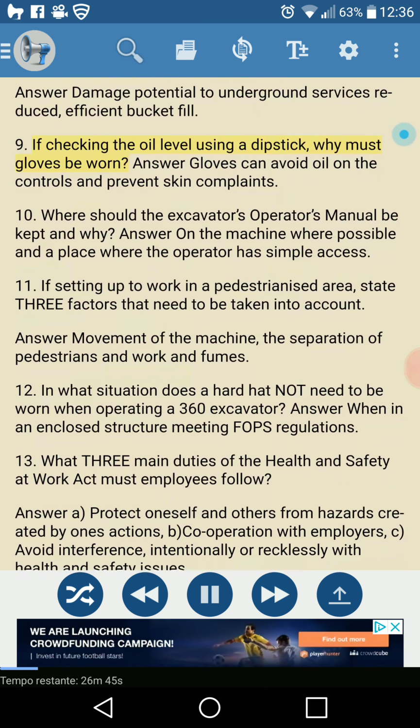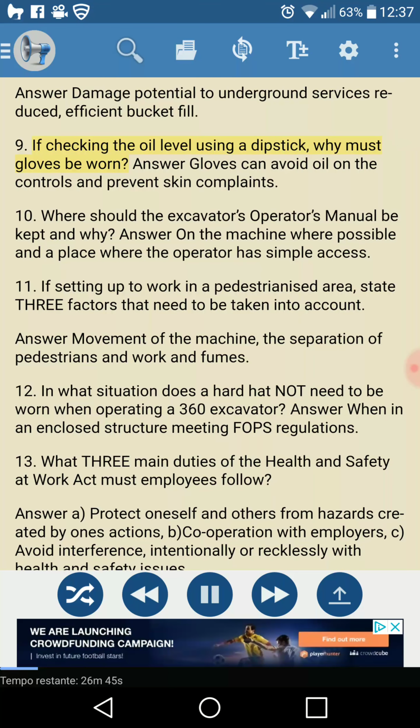9. If checking the oil level using a dipstick, why must gloves be worn? Answer: gloves can avoid oil on the controls and prevent skin complaints.